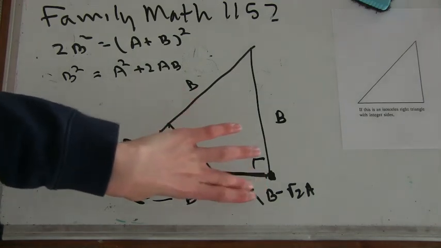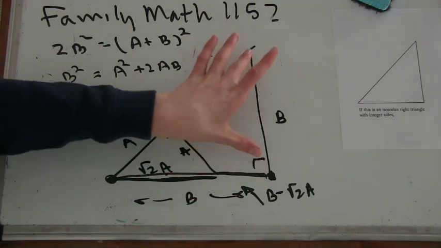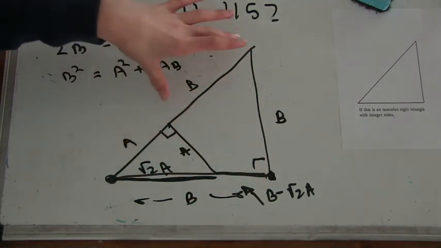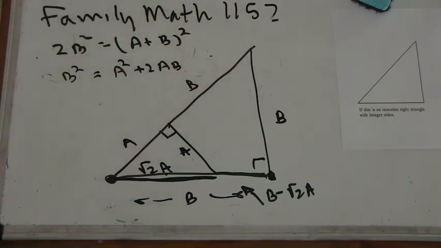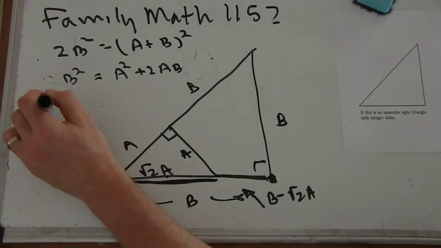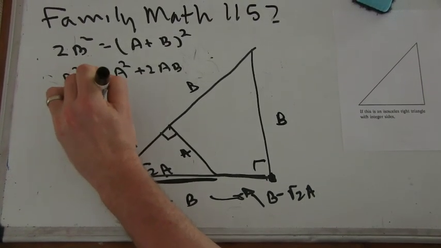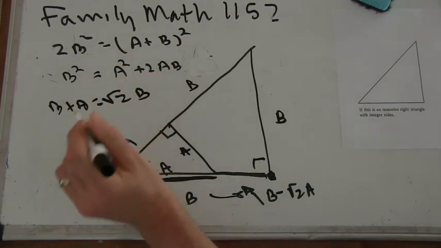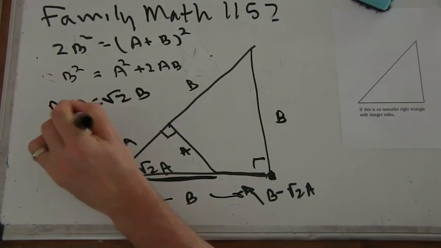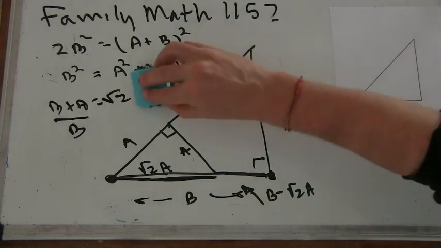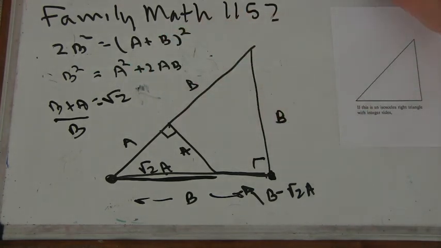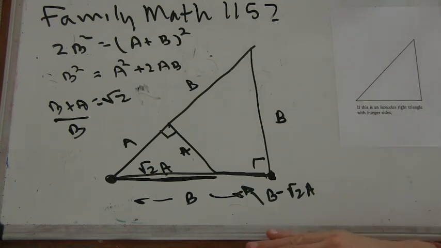So again, this side squared plus this side squared equals this side squared, or b plus a equals the square root of 2 times b. Right, b plus a equals the square root of 2 times b, so we can say the square root of 2 is b plus a over b. Yep.